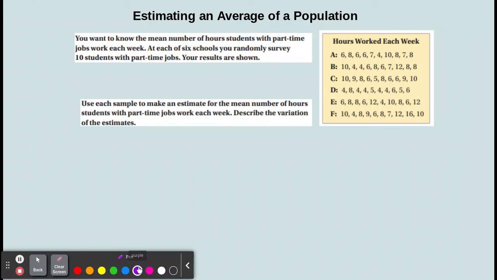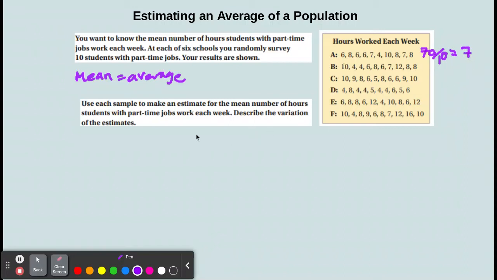So for this example here, what is the mean? Mean is the average. Remember, average is what? You add up all the numbers and divide by how many numbers you added up. So if we were to add up all the hours in school A, we would find that would be 70. And then to find the average, we divide it by how many we surveyed, which was 10 people. So on average, at school A, students work 7 hours a week.